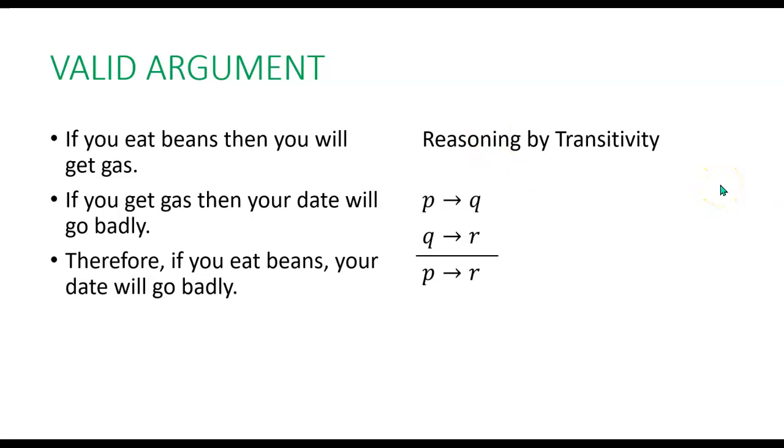Now let's look at a couple of invalid arguments or fallacies. And a fallacy is just an invalid argument. An argument where the conclusion does not logically follow from the premises. You don't have enough justification to believe the conclusion is true just because you know the premises are true.